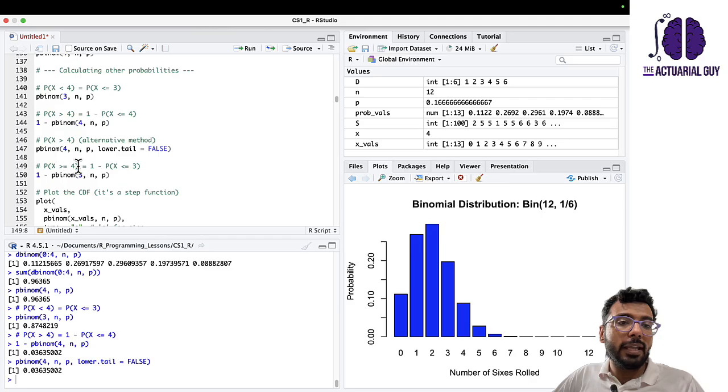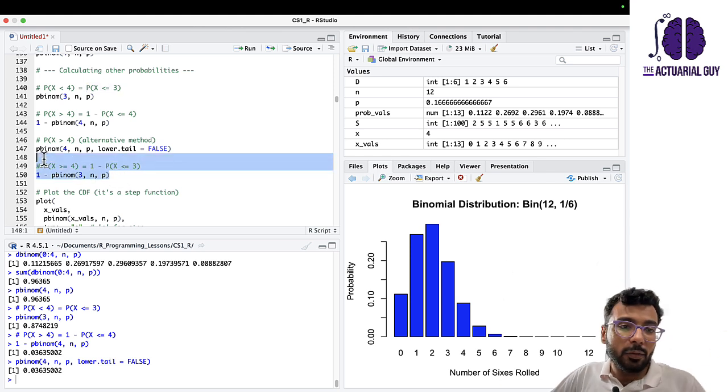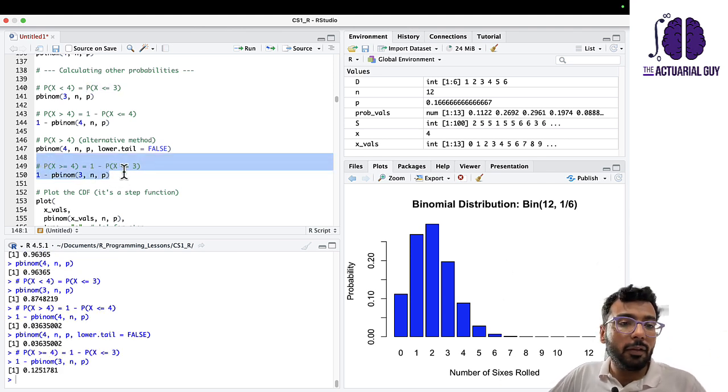Similarly, if you would want the greater than equal to 4 probability, how would you get it? Greater than equal to 4 is same as 1 minus probability x is less than equal to 3. So if you want 4 and more, you exclude from 1, 3 and lesser than that. So this is how you can calculate that. So this is also very, very straightforward.